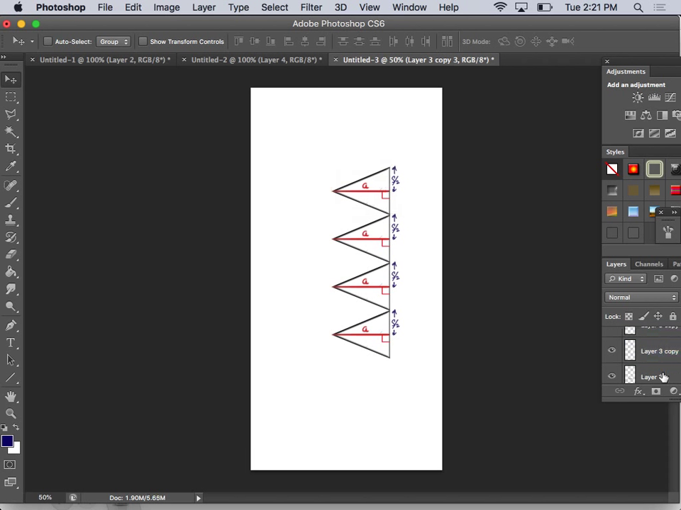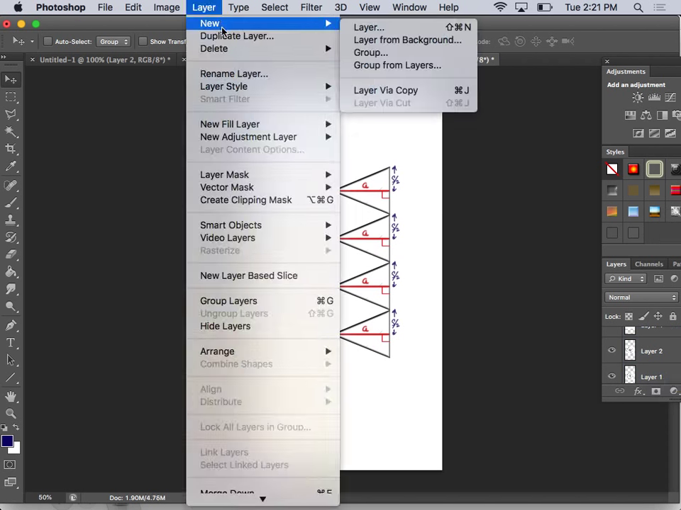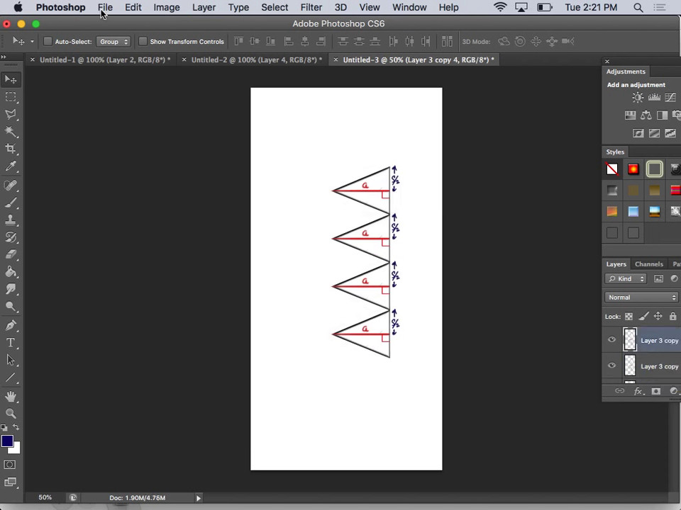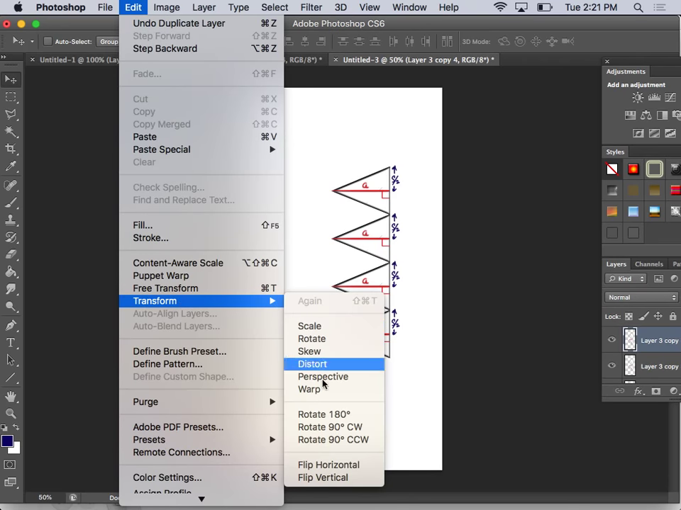Wait, how many is that? 1, 2, 3, 4. If you duplicate 4 at a time. Yeah, just duplicate all 16. It's faster. I don't know if that's how this works.